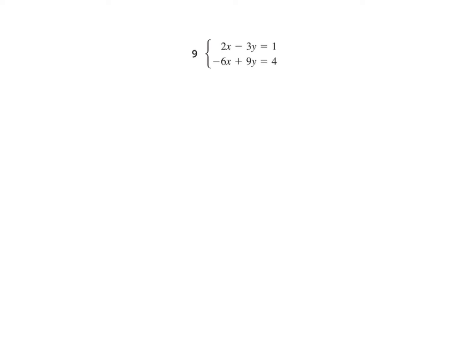Okay, solve for a variable. This time I'm just going to choose 2x. So 2x equals positive 3y plus 1. And divide everything by 2. Okay, so x is equal to 3 halves y.